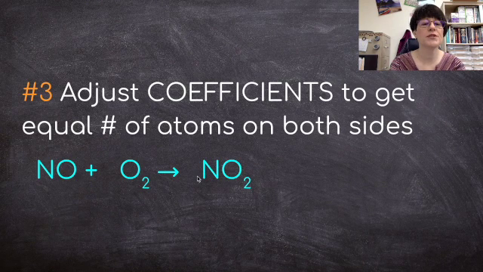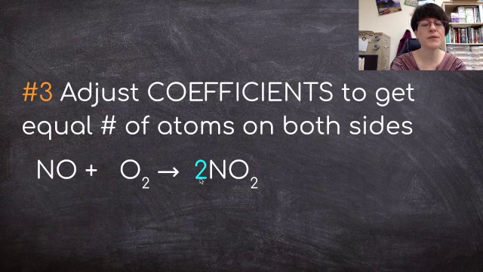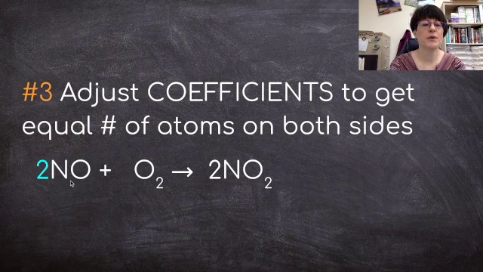So we're going to start here and we see that we have 2 oxygens over here but 3 over here. So the best thing to do is put a number 2 in front of our nitrogen dioxide. And when we do this, we see that we now have 2 nitrogens, so we need 2 nitrogens over here. So we're going to put a 2 in front of nitrogen monoxide.